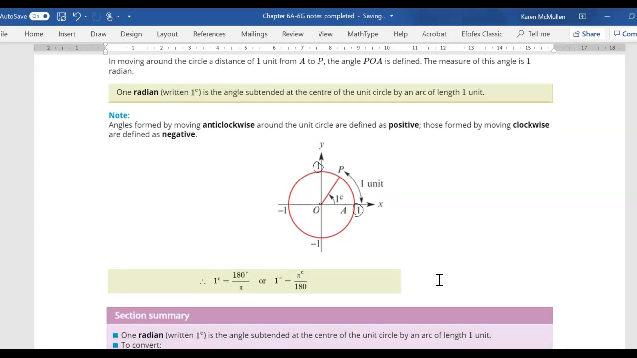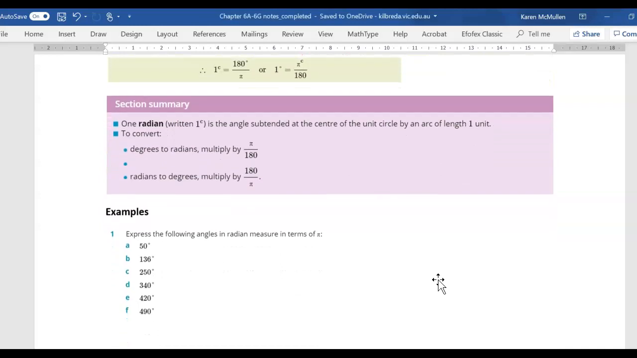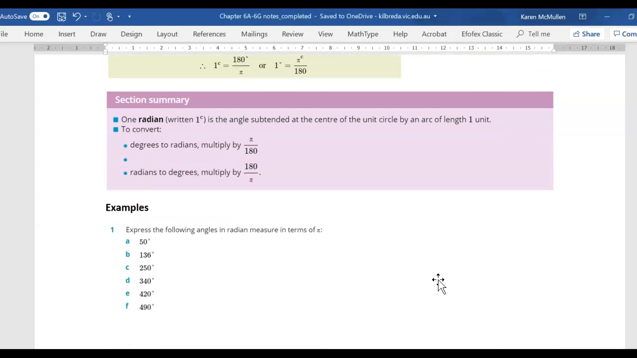All right, so in 6A, we're just looking at converting degrees to radians or from radians to degrees. So you can see in this pink box, we've got our conversion here. So in question 1, we're going from degrees to radians. So we need to multiply by pi on 180. So very, very easy stuff.